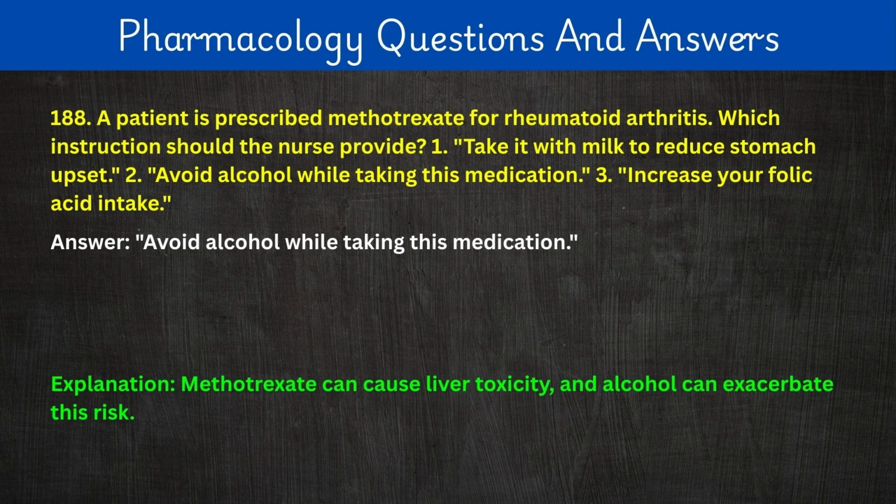188. A patient is prescribed methotrexate for rheumatoid arthritis. Which instructions should the nurse provide? 1. Take it with milk to reduce stomach upset. 2. Avoid alcohol while taking this medication. 3. Increase your folic acid intake. Answer: avoid alcohol while taking this medication. Explanation: methotrexate can cause liver toxicity, and alcohol can exacerbate this risk.